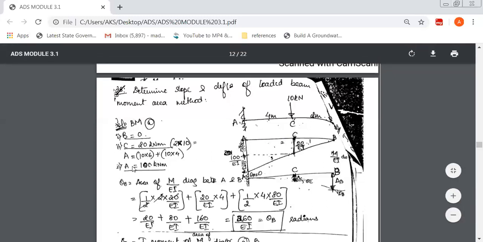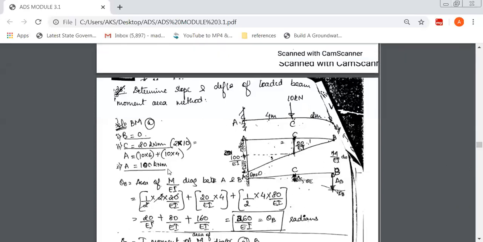First, the bending moment diagram. So we'll just find out here. Bending moment at B is 0 because it's a free end. Next, bending moment at C. So there is a 10 kilonewton load, so it is 10 into 2, this distance. So 10 into 2 is 20 kilonewton meter. Similarly, bending moment at A, 10 into 6, plus 10 into 4. So that is bending moment at A is 100 kilonewton meter.